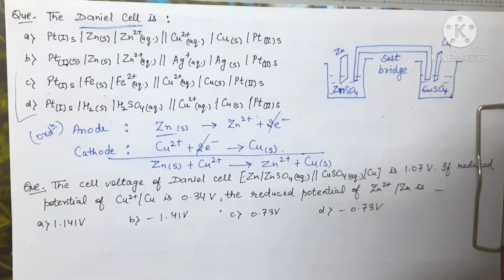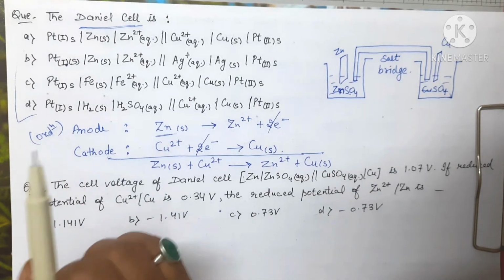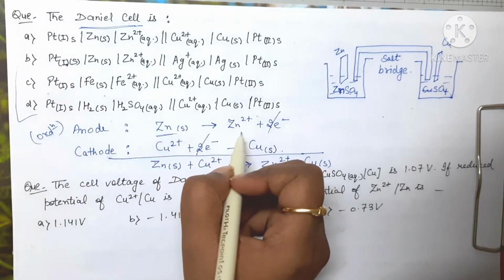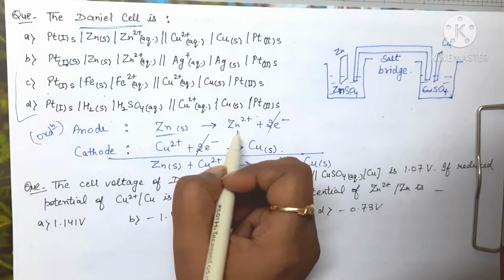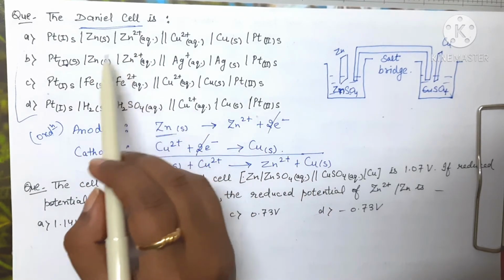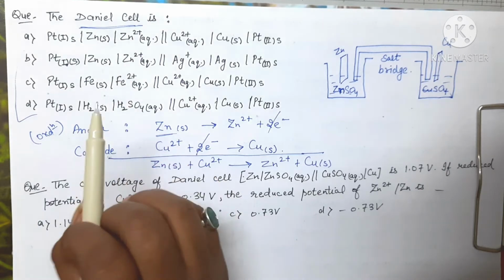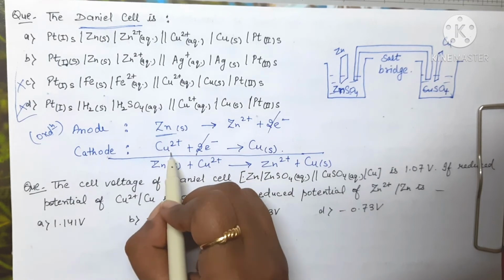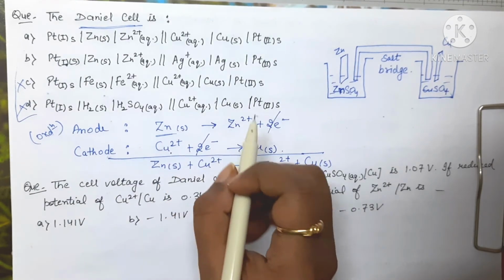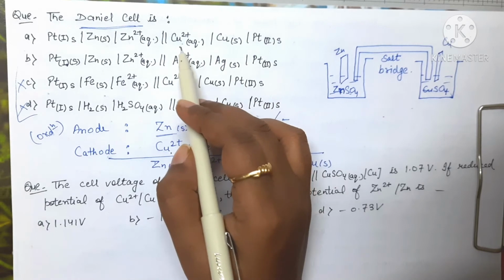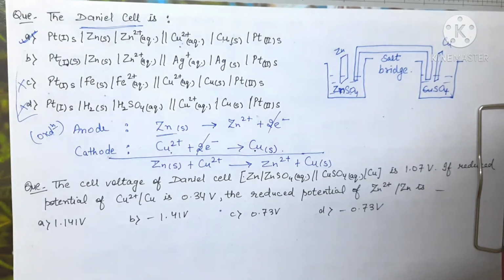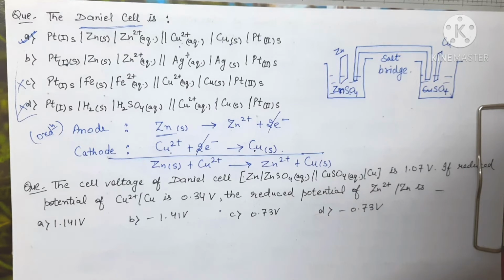So out of these four options, what we have to see is that at anode, what is happening? Zinc is changing to Zn2+. So at anode, Zn will be changing into Zn2+. So out of A and B, one is correct. So C and D will be cancelled out. At cathode, Cu2+ is changing to copper. So out of A and B, definitely A is the correct option. So this is how you can find out the correct option for this question.